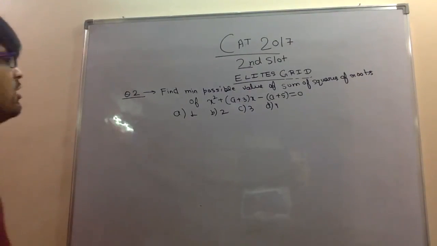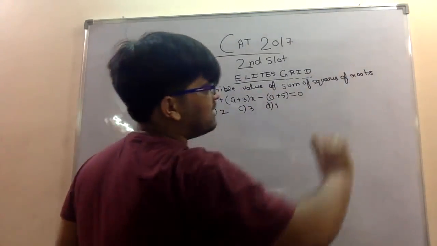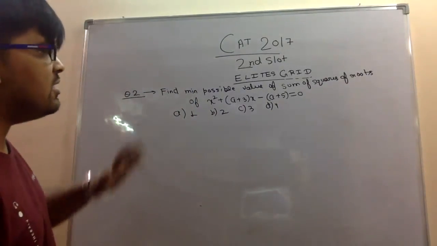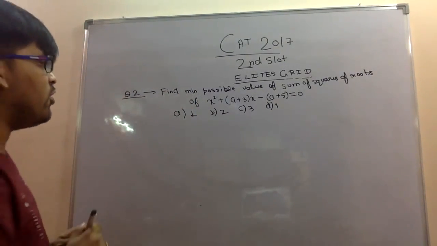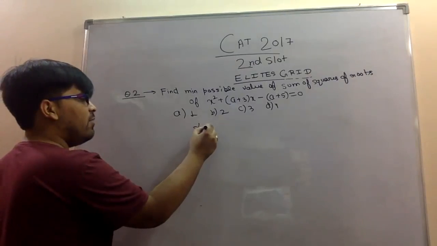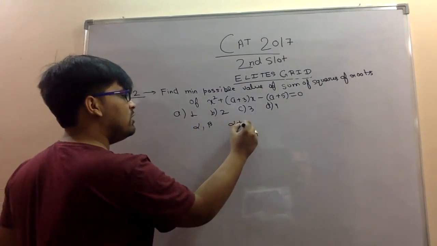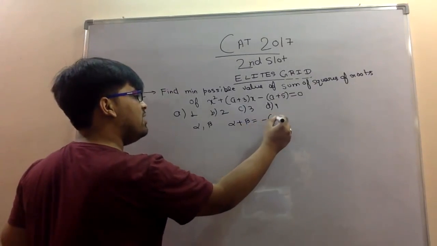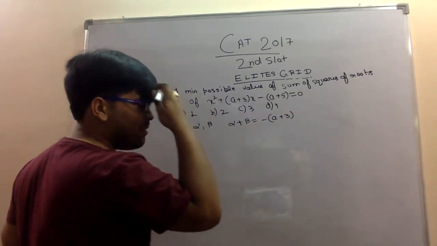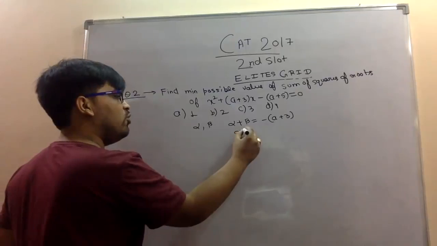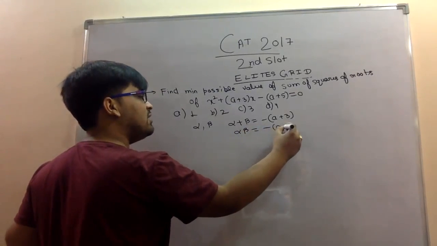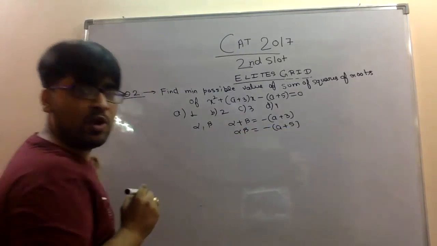स्टार्ट करते हैं डिस्कशन, find minimum possible value of sum of squares of roots. This is easy but important type of question for CAT. Let roots are alpha and beta. And what is sum of roots? Sum of roots is equal to minus of a plus 3. And what is product of roots? Product of roots is equal to minus a plus 5.